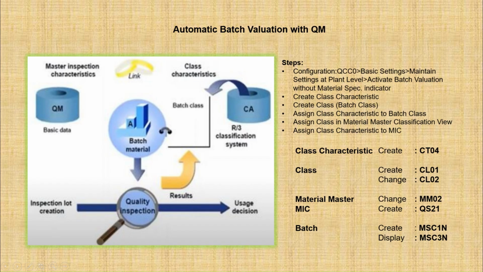We have created 2 class characteristics and we have assigned them in the MIC, and even in the material master, we have assigned the batch class. When we run the cycle, then whatever results we enter for this particular MIC should come to the batch class. In the material master, we have activated inspection type 01.